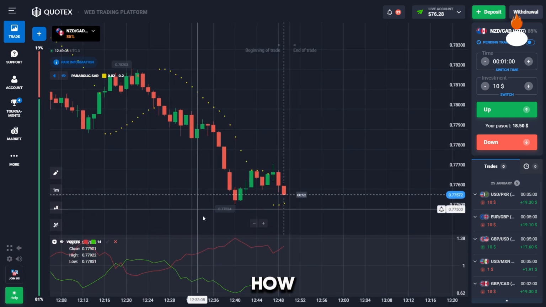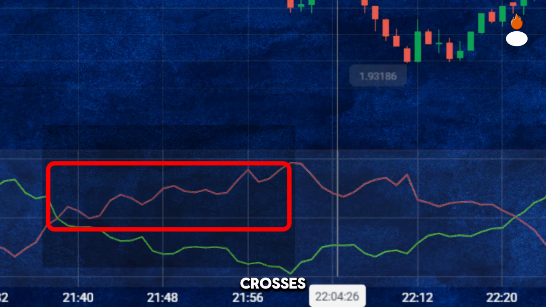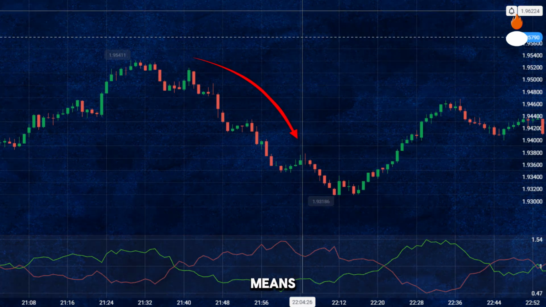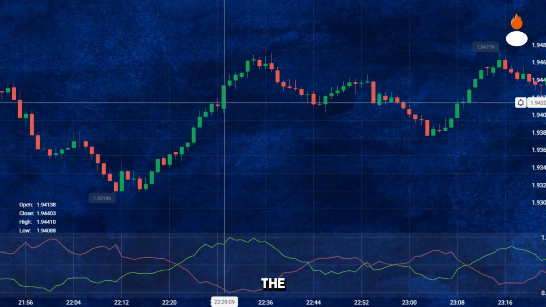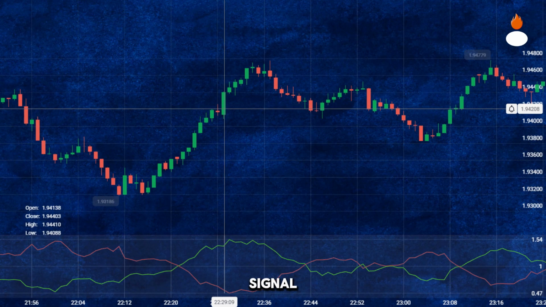Now let me explain how this strategy works. First, look at the vortex indicator. If the red line crosses above the green line and keeps going up, that's a bearish signal, which means the market is likely to go down. If the green line crosses above the red and keeps moving up, that's a bullish signal, which means the market is going up.